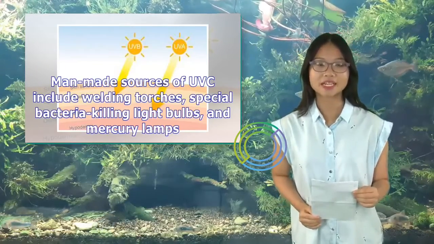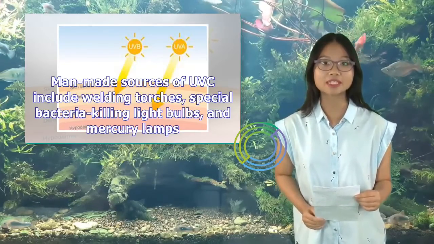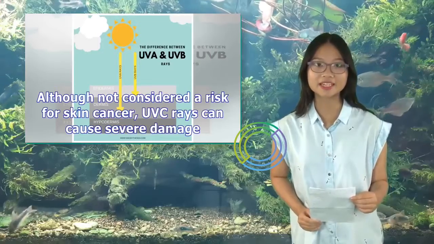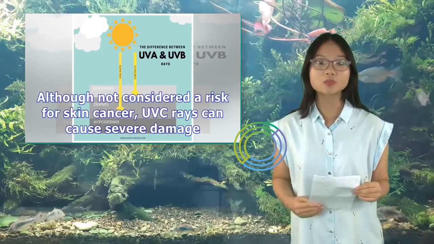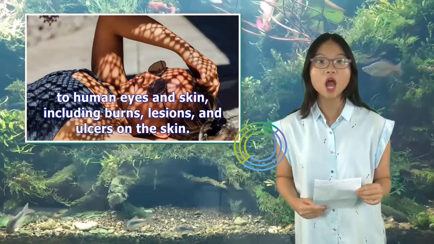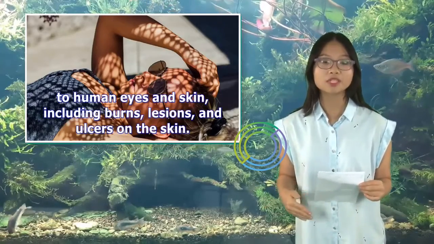Man-made sources of UVC include welding torches, special bacteria-killing light bulbs, and mercury lamps. Although not considered a risk for skin cancer, UVC rays can cause severe damage to human eyes and skin, including burns, lesions, and ulcers on the skin.